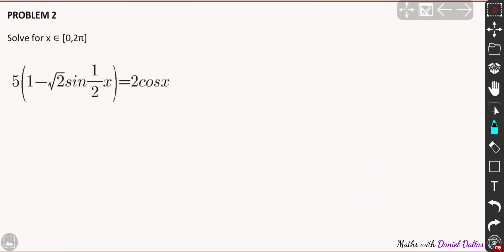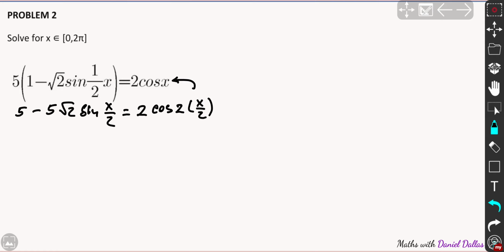So problem 2, we need to solve for x when x is from 0 to 2 pi, the following equation. Alright, so let's get to the points. We have 5. We can expand first of all. 5 square root of 2 sine x over 2. And on the right side, we have 2 cos x. How can we write the last one? Instead of cos x, I would write cos 2 times x over 2, because finally you come back to x.